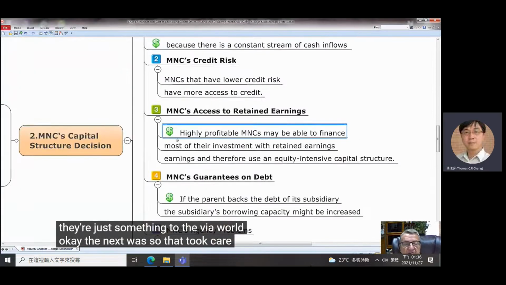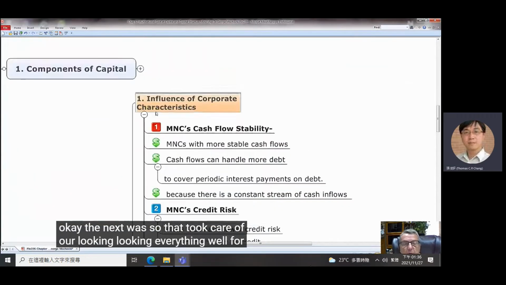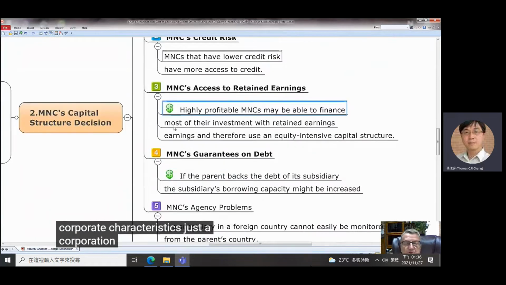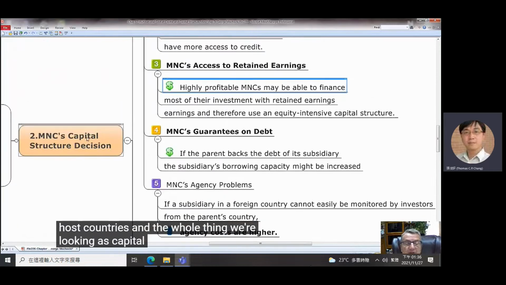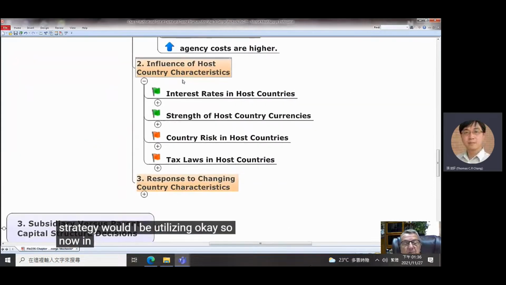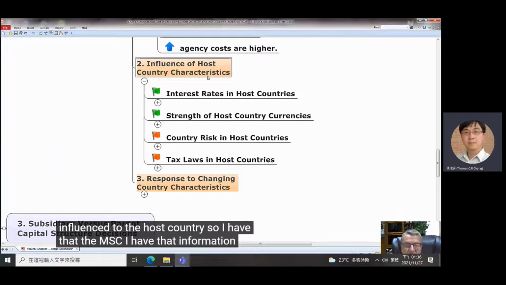Okay, the next one, so that took care of everything we have for corporate characteristics. It's just a corporation. Remember, we're down into the micro. Now let's look at influence of the host countries. And the whole thing we're looking at is capital structure, which theory, which strategy would I be utilizing? Okay, so now, which subsidiary will be the one that will be selected. Influence of the host country. So I have that, the MNC, I have that information.